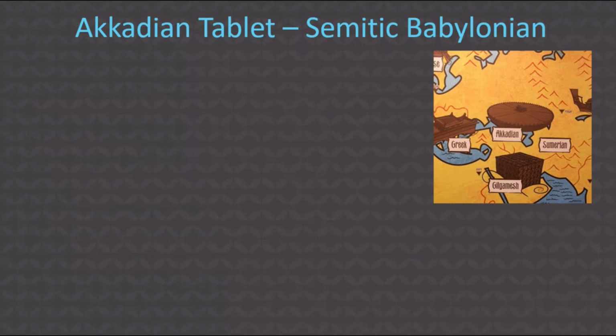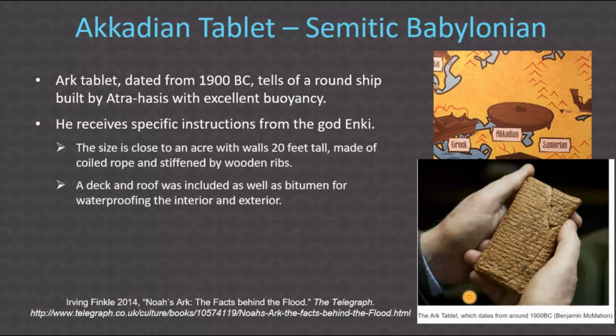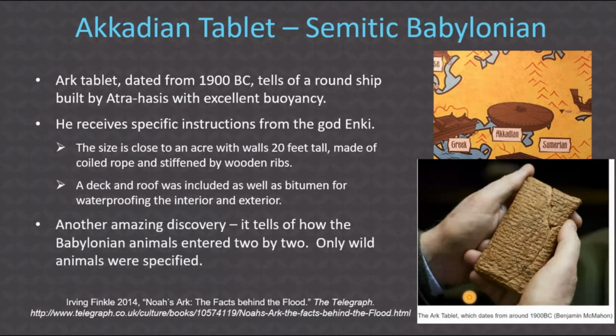The third ark legend is the Akkadian tablet in the Semitic Babylonian, and what I wanted to show here is this circular ark. They did find an ark tablet dated 1900 BC, and this tablet, and there's a guy holding a picture of it, tells of a round ship built by Atrahasis with excellent buoyancy. He received specific instructions from the god Enki. The size is close to about an acre, with walls 20 feet tall, made of coiled rope and stiffened by wooden ribs. A deck and roof was included as well, and there was waterproofing of the interior and exterior.